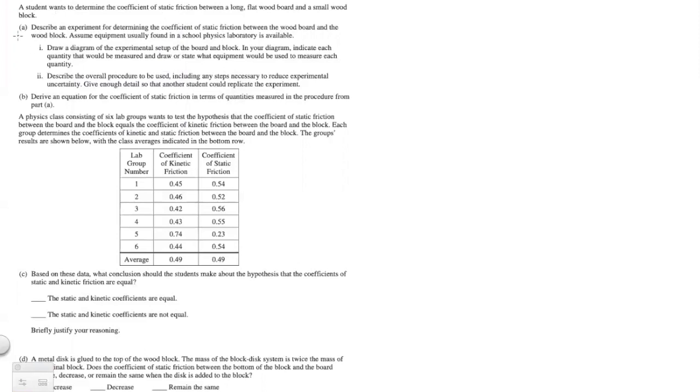Now, part A wants us to describe an experiment for determining the coefficient of static friction. So we want to solve for mu s between the wood board and the wood block. We need an experiment for doing this. I'm going to give you two options. Here's option number 1. This is what I first thought of. It's actually not what the College Board gave in their answer key, but this would be totally acceptable.